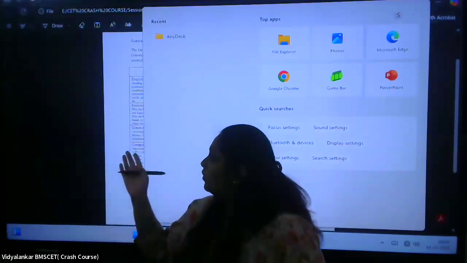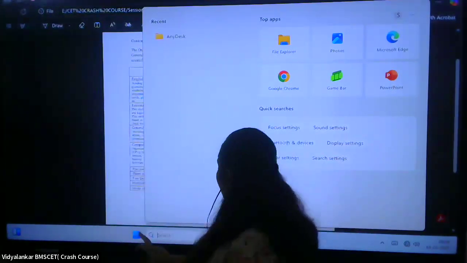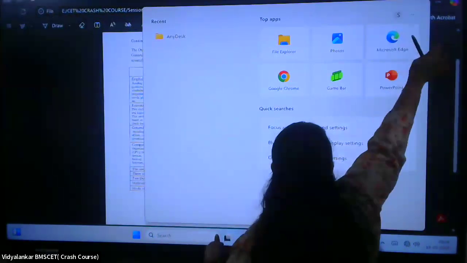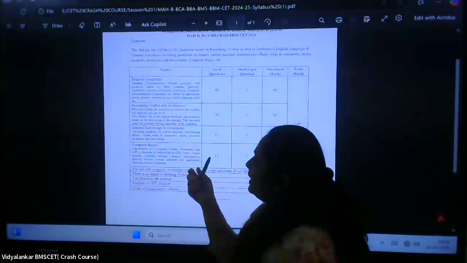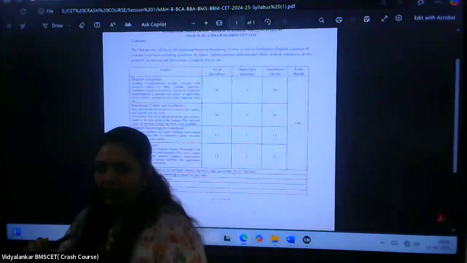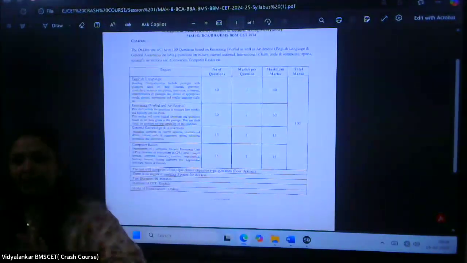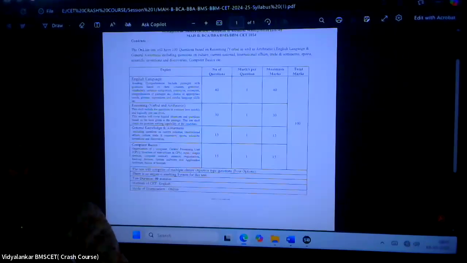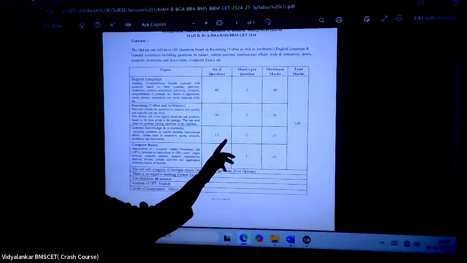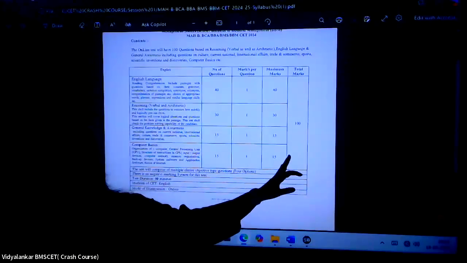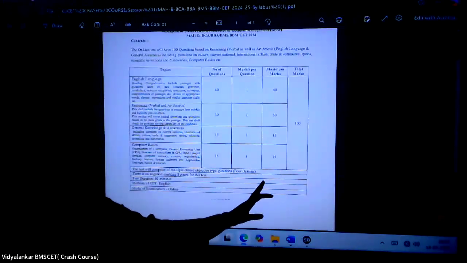You have subjects like English, reasoning, general knowledge, and computer basics. You can see the marks distribution. For computer basics and general knowledge, you will be having 15 marks each, so both of them together make up 30. You'll have 1 mark per question, and as of now, no negative marking. The total number of questions in your exam is 100.